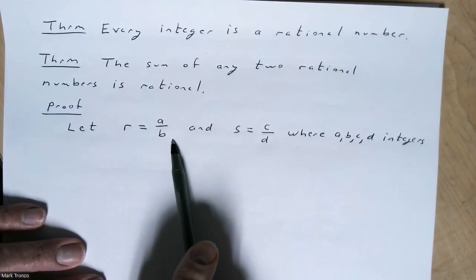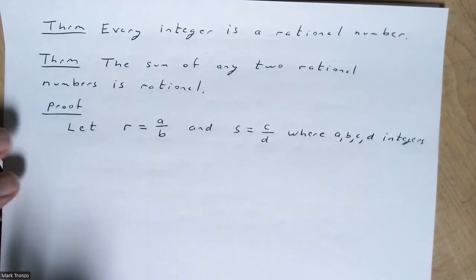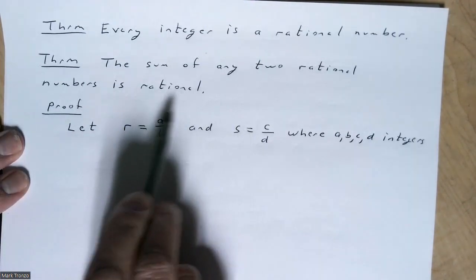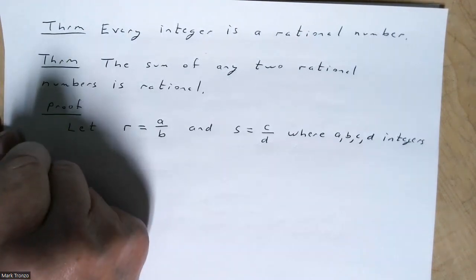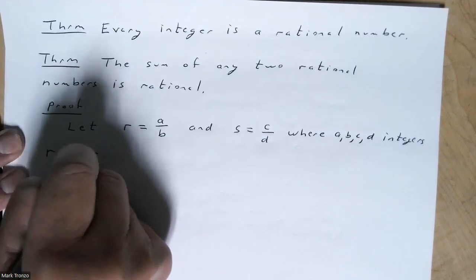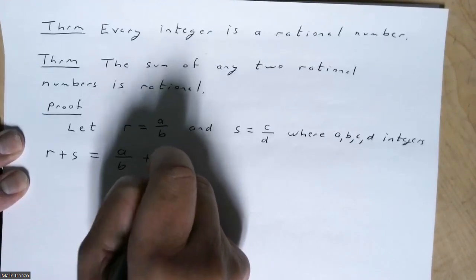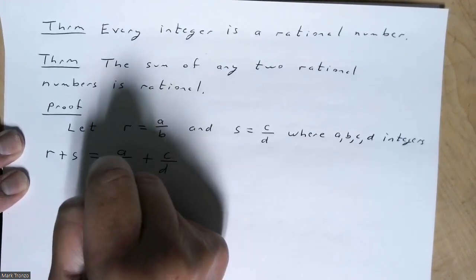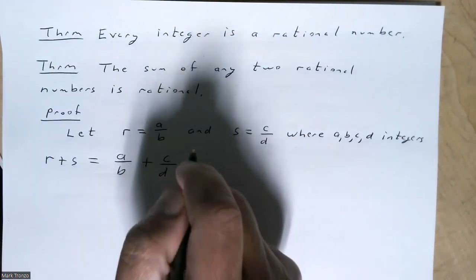Let this be a rational and this be a rational, where these are integers. And then we want to show that the sum of these is a rational. So start with these, then add them together. So we need to show that this sum is going to be rational. So let's find a common denominator.